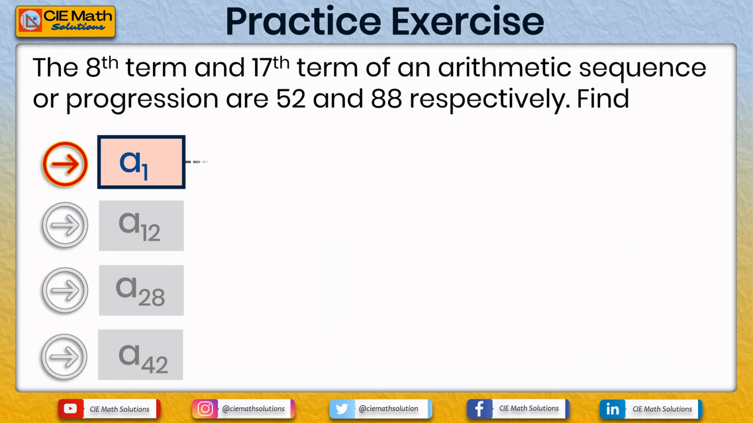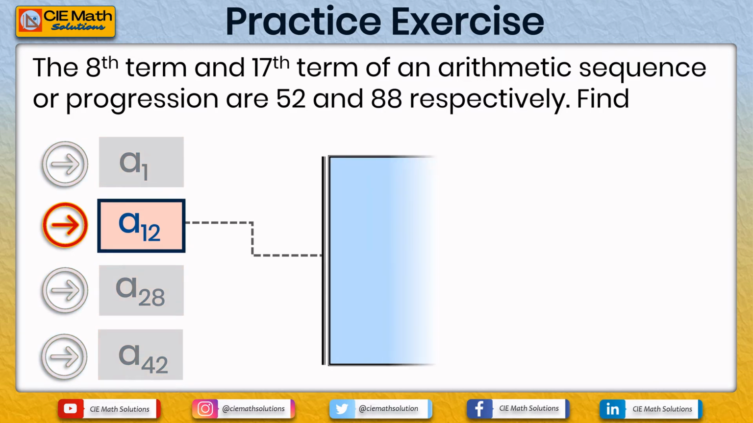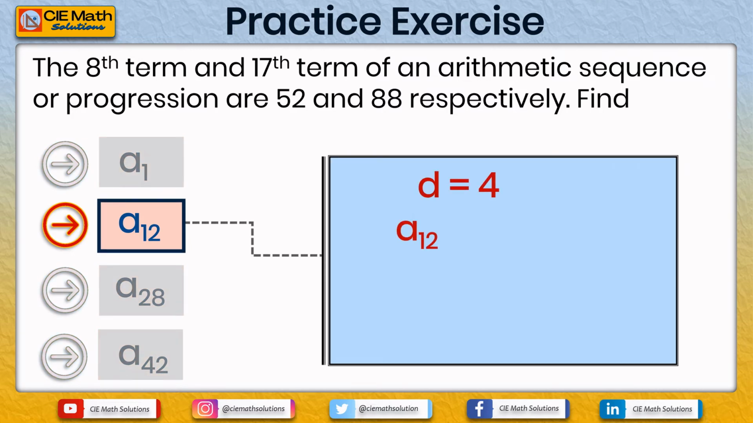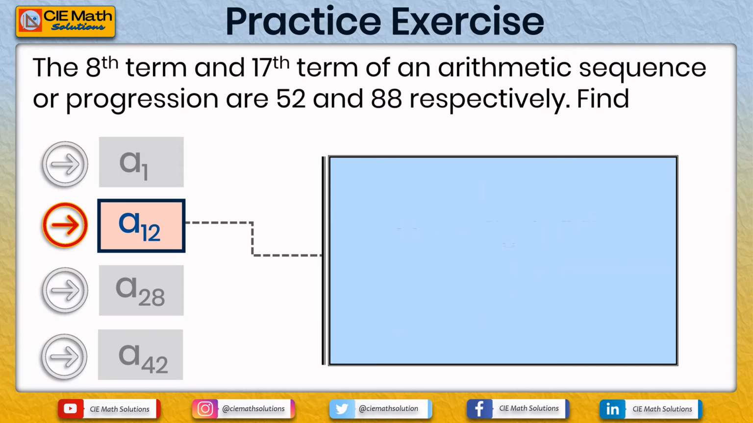For the second item, which is the 12th term, or A12, the common difference is still 4. A12 then could be renamed as A8 plus 4D. Substituting the values, we will then have 52 plus 4 times 4, which is the common difference. The value now of A12 is equal to 68. The 12th term is equal to 68.